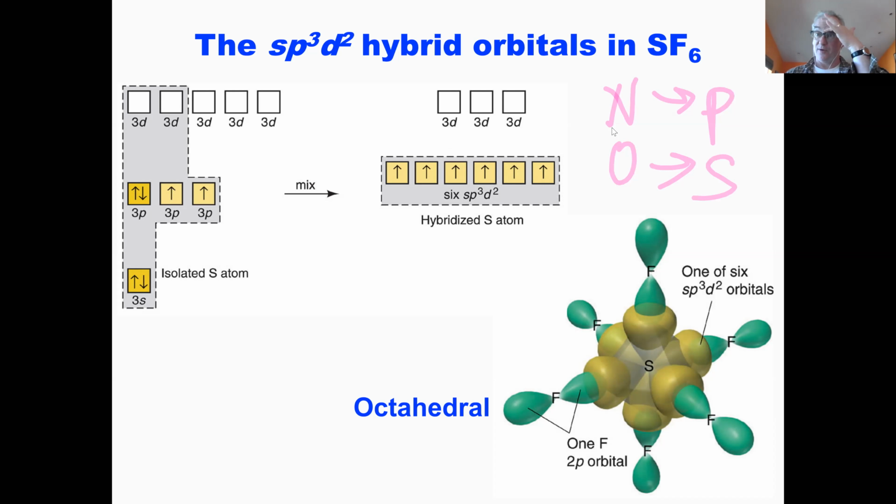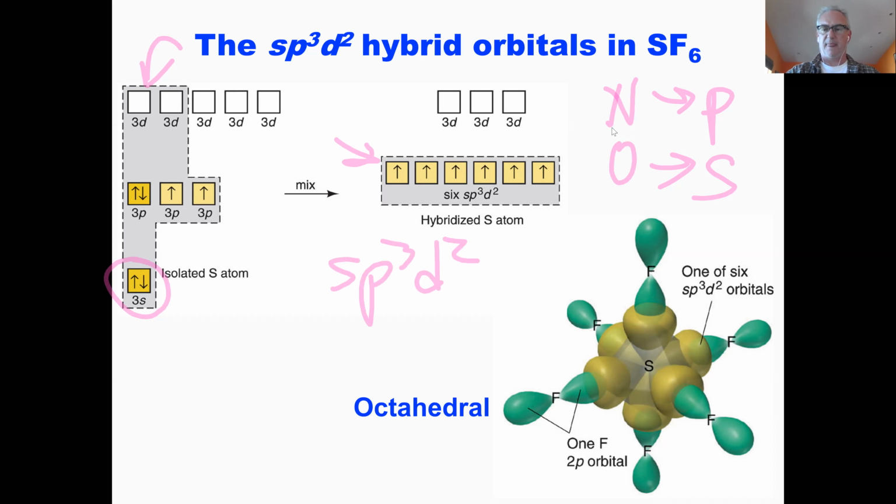And the reason it can generate 6 regions of electron density equal to each other is that it's in the 3rd shell. It has electrons in 3s, 3p, and it can now recruit 2 d orbitals as well. Hybridize all of them together. So now I have 6 regions of electron density. I have 6 different orbitals that are all exactly the same. And since I have 1 s, 3 p, and 2 d, I call this sp3d2 hybridization.